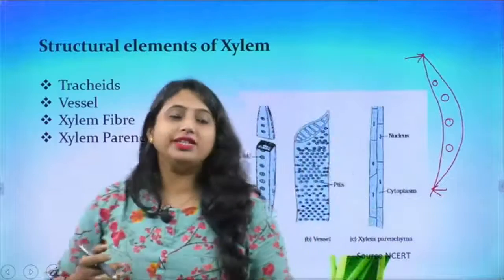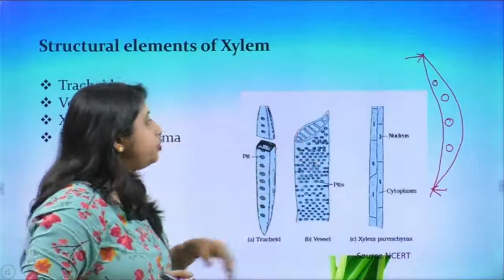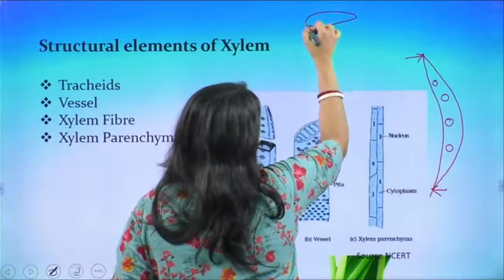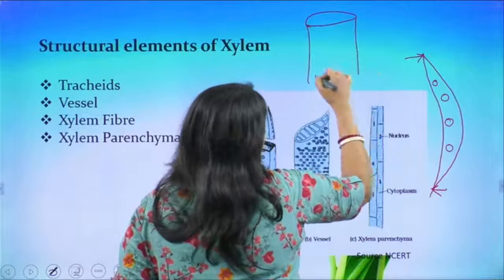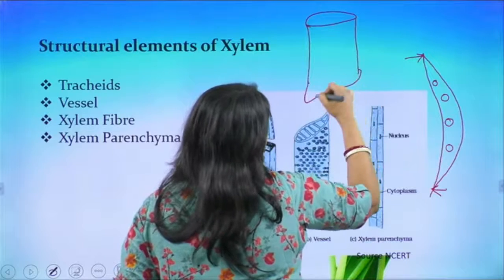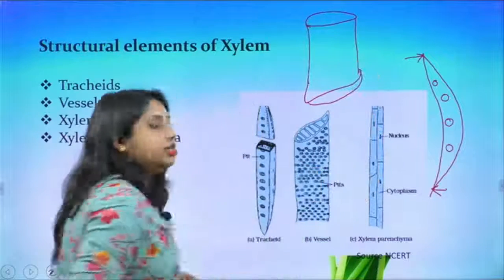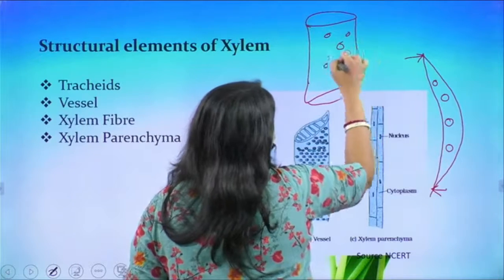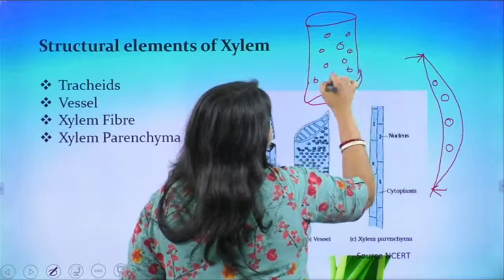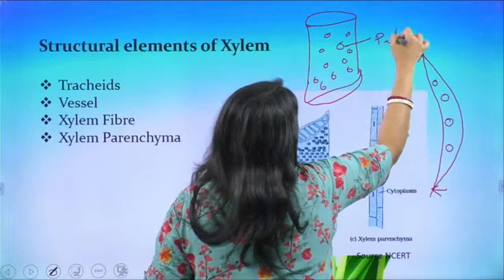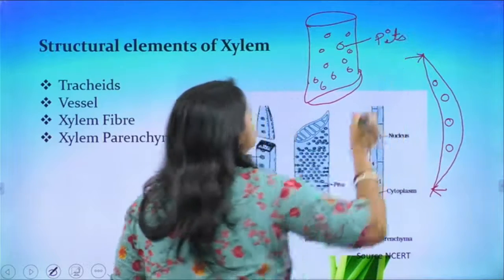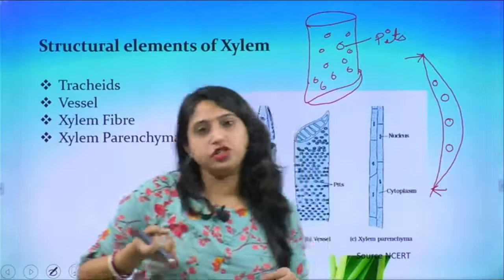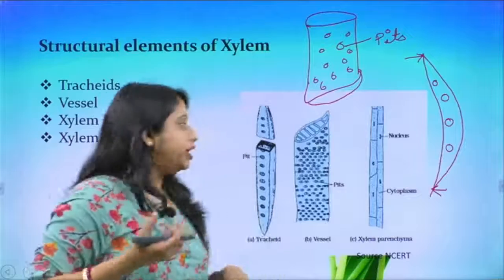And next one, you can see the vessel. How is the shape of the vessel? The vessel is like this, it is cylindrical. It is cylindrical in structure, and it also has pits. What are these pits? These pits are the narrow holes which are present, which help in the transportation of nutrition.